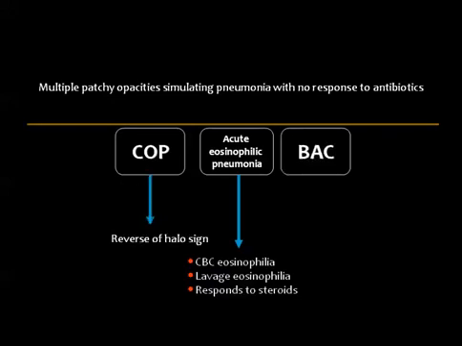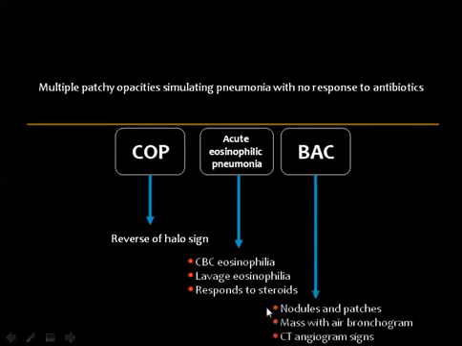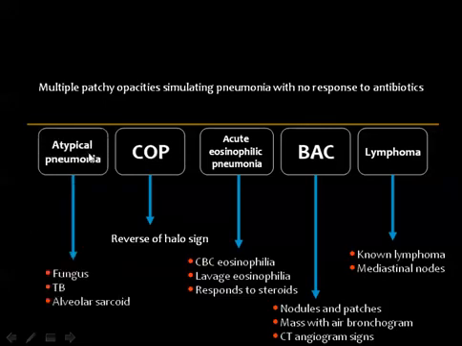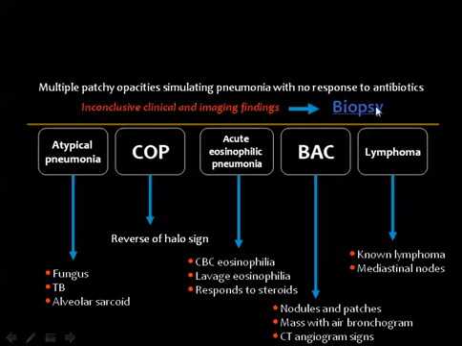Okay. Bronchoalveolar carcinoma, and we have mentioned nodules and patches, mass with air bronchogram and CT angiogram sign. All these lesions do not respond to antibiotics. And lymphoma is also one of the lesions that do not respond to antibiotics and they produce opacities. Many times you know that the patient is a lymphoma patient and you may find mediastinal lymph nodes. Atypical pneumonia may be due to fungus, TB, or alveolar sarcoid. These types of pneumonias do not respond to antibiotics, and at that time you consider it atypical pneumonia. Fungal pneumonia is seen usually in cancer patients, TB, as I have mentioned, and alveolar sarcoid. And in many of these cases, you go to biopsy.